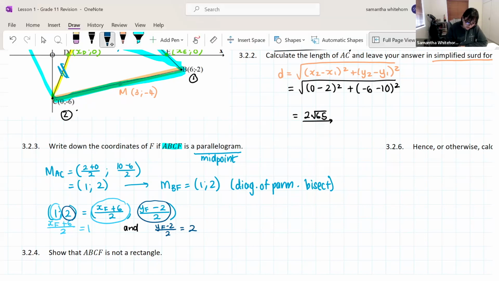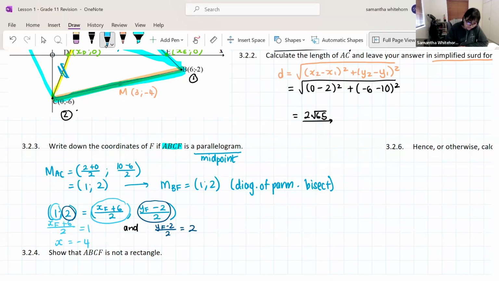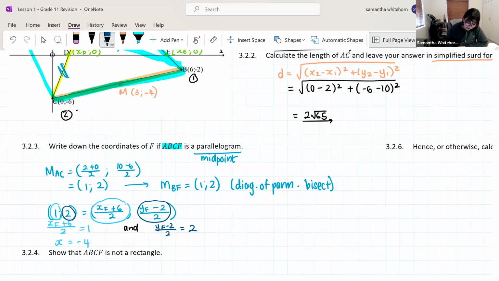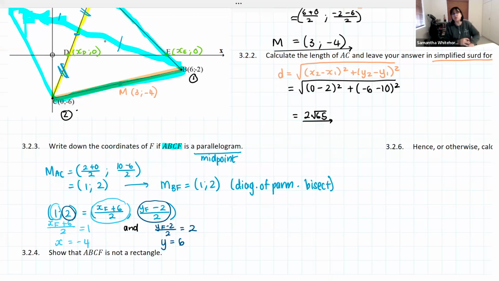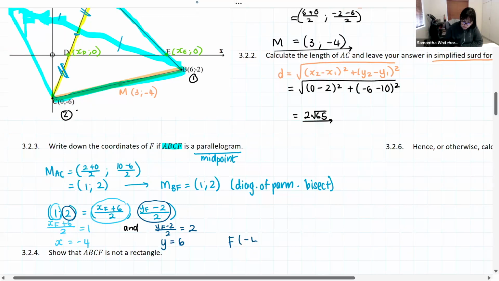So for the x coordinate, you times 2 on both sides. So if x plus 6 equals 2, subtract 6, you get x is equal to negative 4. For the y coordinate, again, multiply both sides by 2, you get y minus 2 equals 4, plus 2 on both sides, y is equal to 6. Remember I said it's in quadrant 2, x should be negative, which it is. y should be positive, which it is. So we have worked out that F is at (-4, 6).